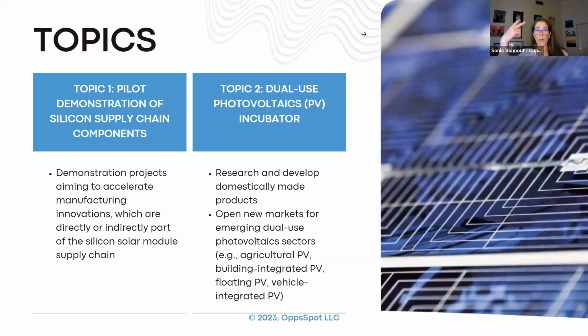So you all know there's two topics. One is about a pilot demonstration on silicon supply chain components. That's about doing things domestically, reducing our foreign dependence on those supply chains. And then the second topic is to create a demonstration of, and doing research and development of stuff that's done in the United States, but within a dual use application. Can we use it for agricultural purposes or for buildings or for vehicles, for instance?